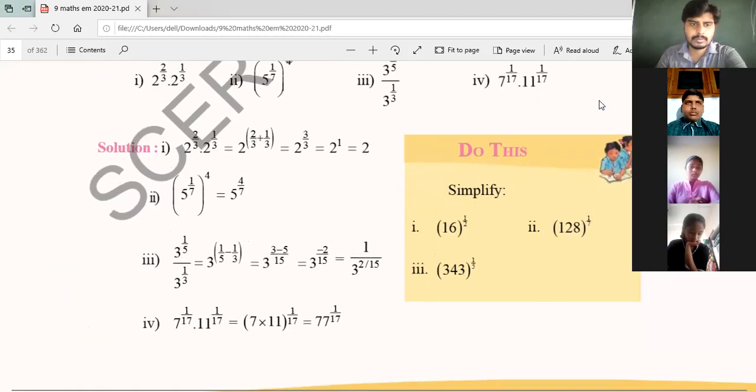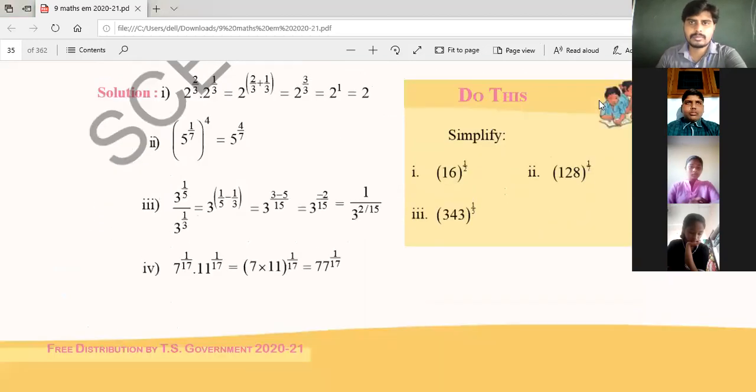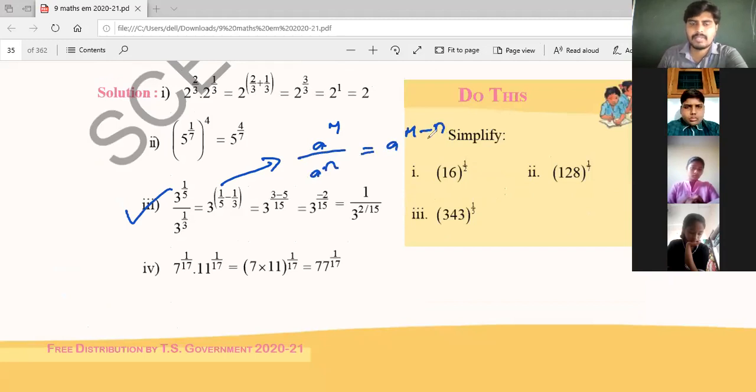third one, 3 power 1 by 5 by 3 power 1 by 3, which gives us, again, what is the formula used here? A power m by a power n is equal to a power m minus n is the formula used.